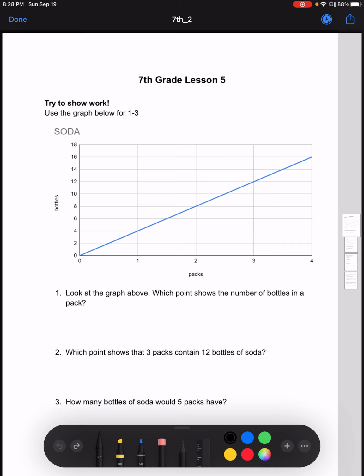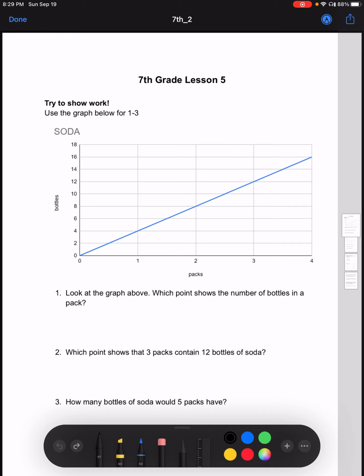Let's get started with number 1. Look at the graph above. Which point shows the number of bottles in a pack? Some things we can notice right away is that our y-axis, this one, would be the number of bottles, while our number of packs would be the x-axis, or that one.